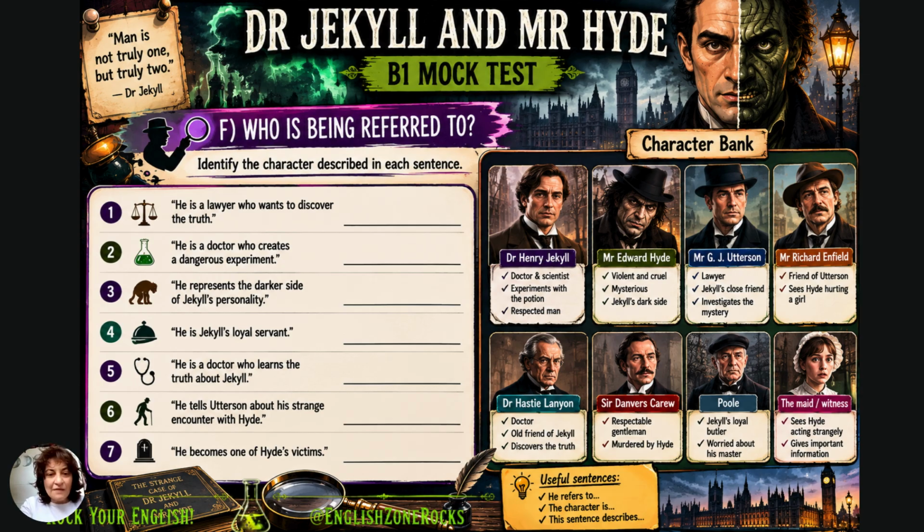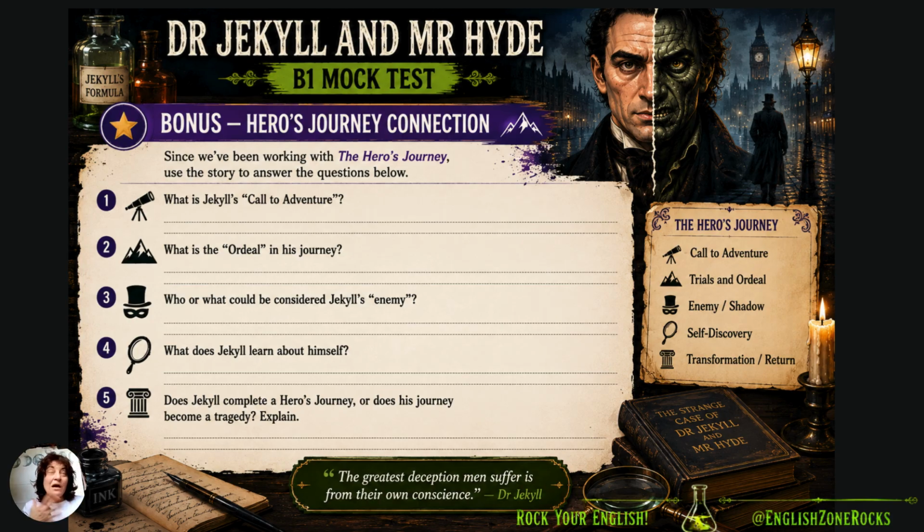And now, for those who have studied with me, who have analyzed with me the hero's journey, we can connect it, yes? So this is a bonus activity. Hero's journey connection. So since we're working with the hero's journey, use the story to answer the questions below. What is Jekyll's call to adventure? What is the ordeal in his journey? Who or what could be considered Jekyll's enemy? What does Jekyll learn about himself? And does Jekyll complete a hero's journey, or does his journey become a tragedy?